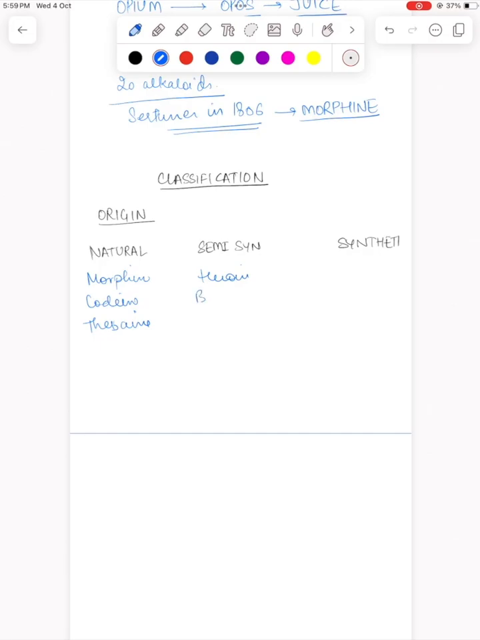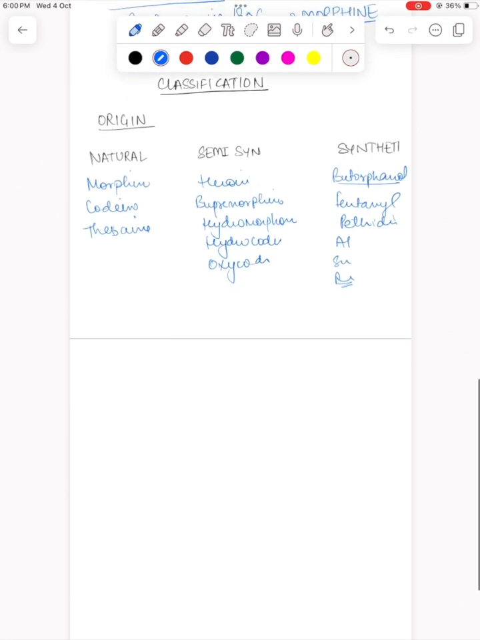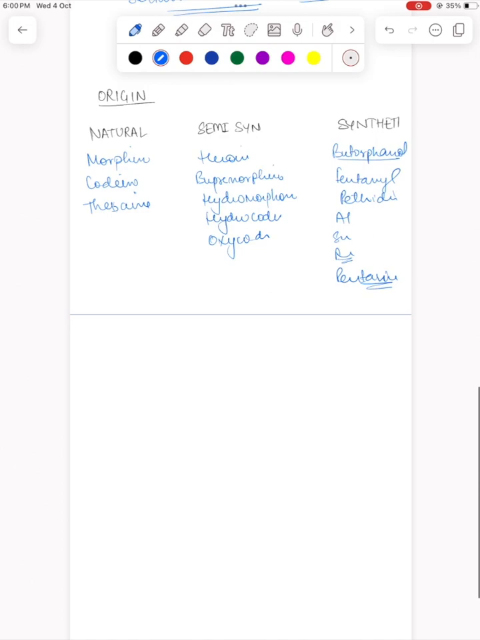Semi-synthetic opioids include heroin, buprenorphine, hydromorphone, hydrocodone, and oxycodone. And synthetic ones, I'm sure you are familiar with butorphanol and all of the phenylpiperidine group of drugs such as your fentanyl, pethidine or meperidine, alfentanil, sufentanil, remifentanil, right? Even your pentazocine, which is Fortwin. So all of these are synthetic opioids. So you can classify them based on their origin.